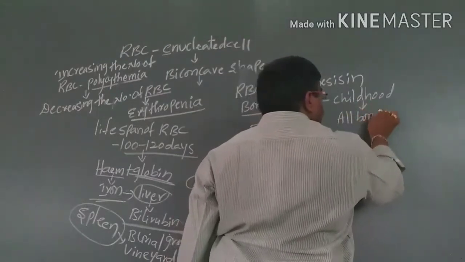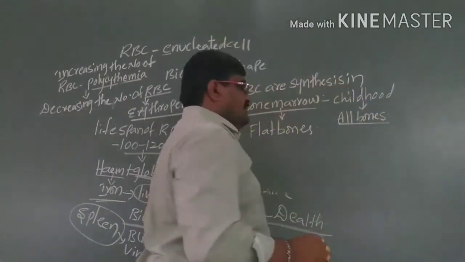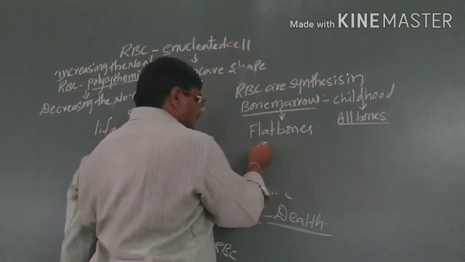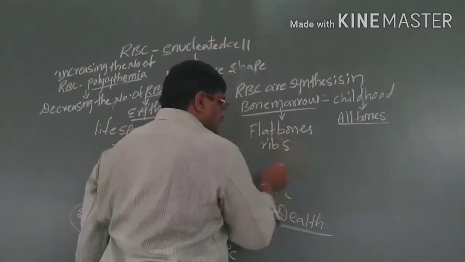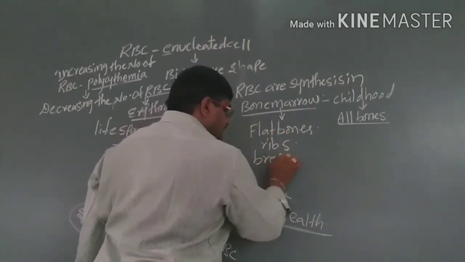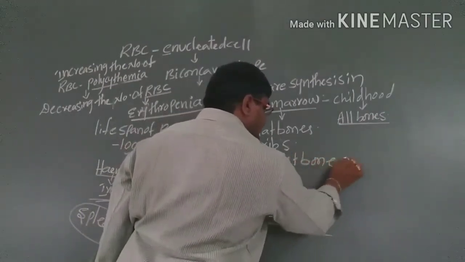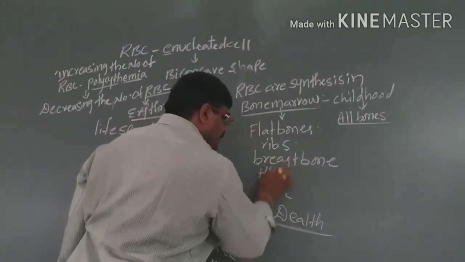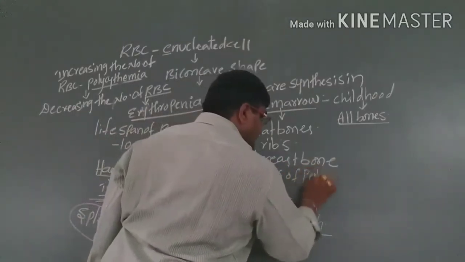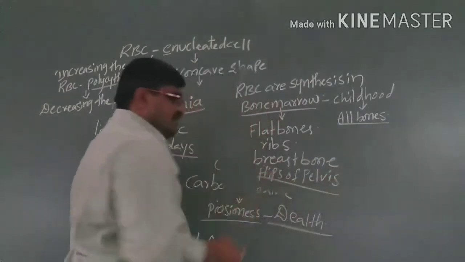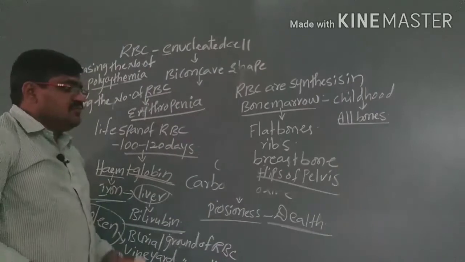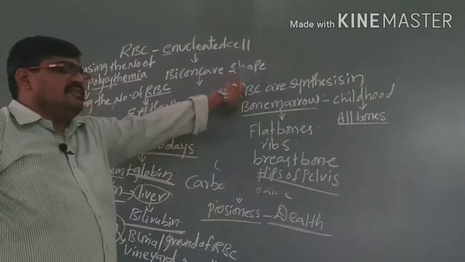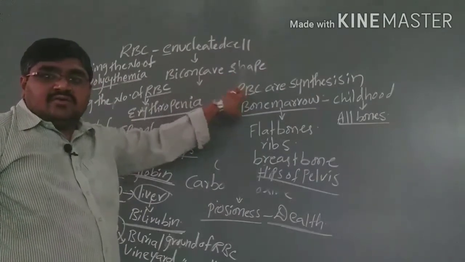All bones synthesize red blood cells, but when a person becomes an adult, it is the flat bones that are helpful, as well as the ribs, the breastbone, and also the hips of the pelvis. That means the bones of the pelvis are helpful for synthesizing red blood cells when they are in adult and childhood stages.